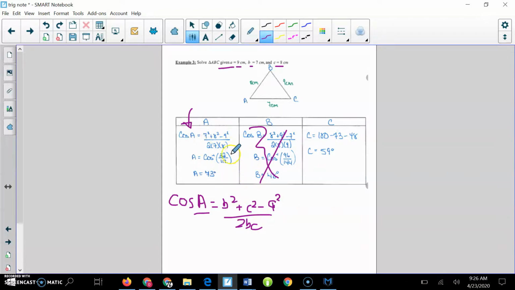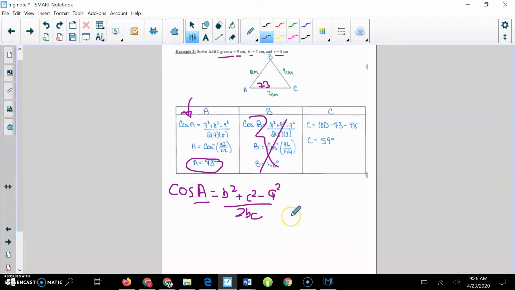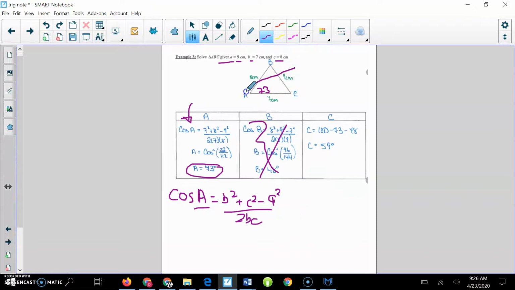Then you find the top, you find the bottom, hit second function cos, and you get A is 73 degrees. So A is 73. I'm just going to put that in here. At this point, you can use cosine law if you want. You can continue to find B through cosine law. But what I'm going to do is use sine law.